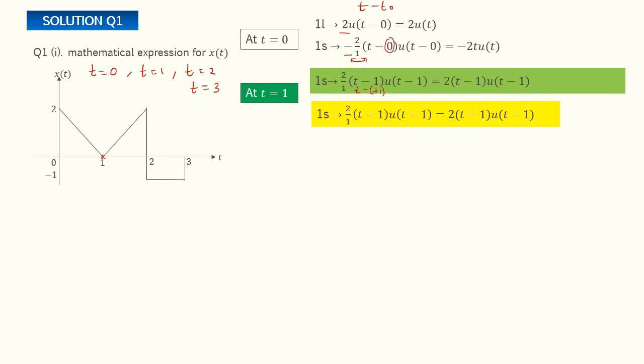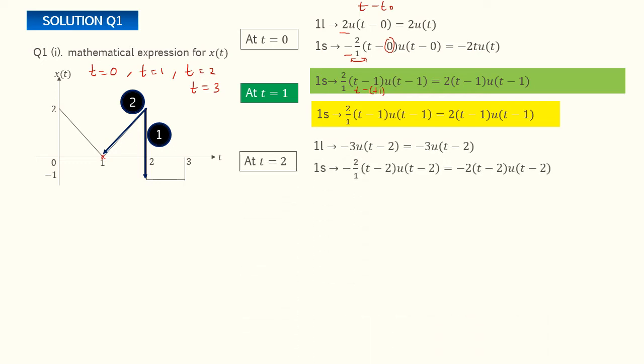Next, move on to t equal to 2. You'll notice there's one vertical line pointing downwards and another slope pointing downward to the left. Okay, let's write the equation for this signal. The first one is a line pointing downward, so it is negative, and the magnitude goes from 2 to negative 1, so the magnitude is 3. With u(t minus t naught), the line is at t equal to positive 2, so the equation for this line is minus 3 u(t minus 2).